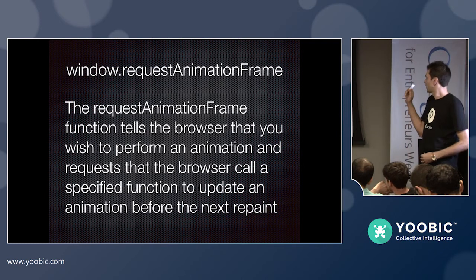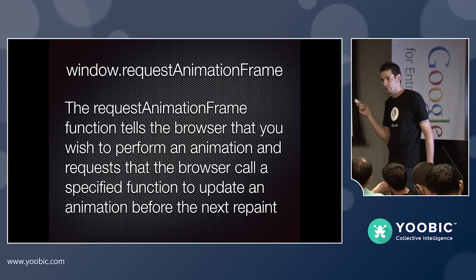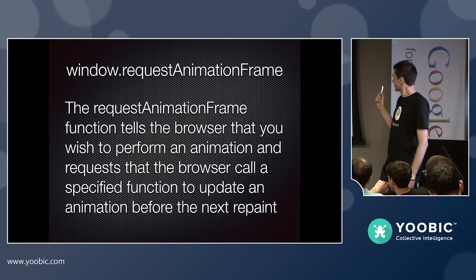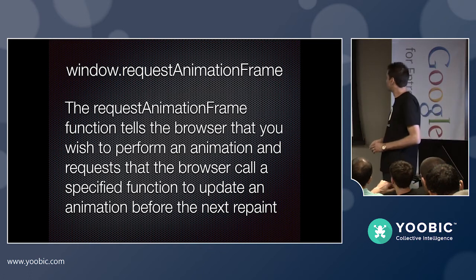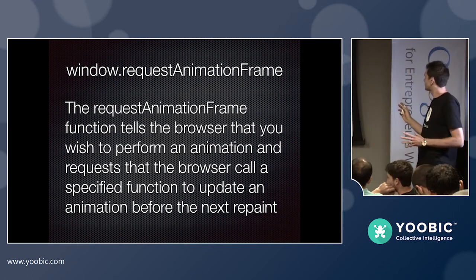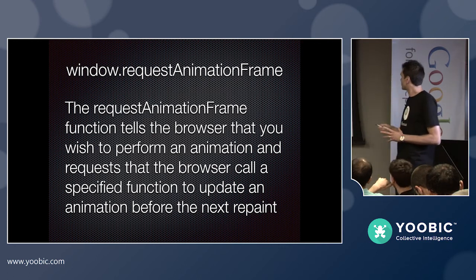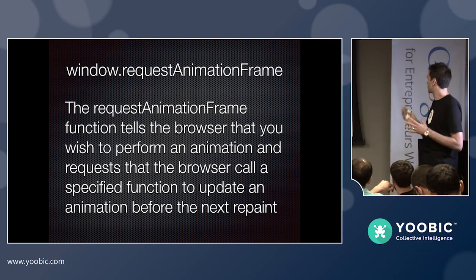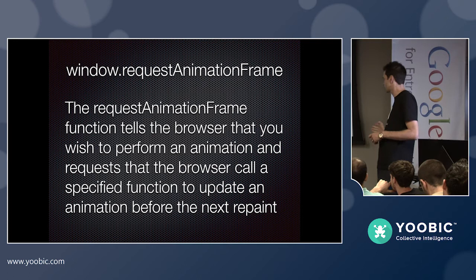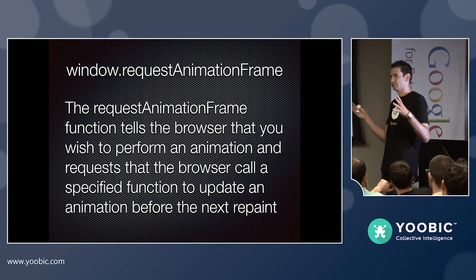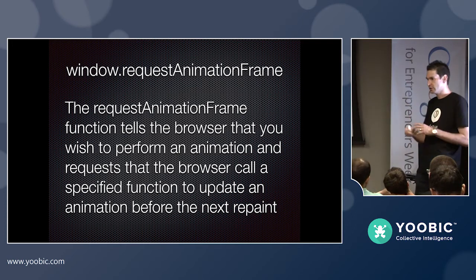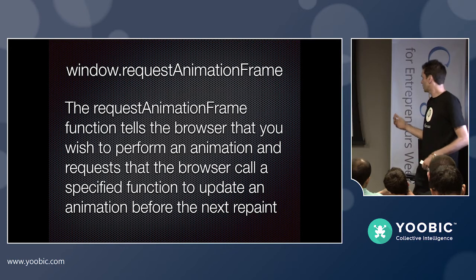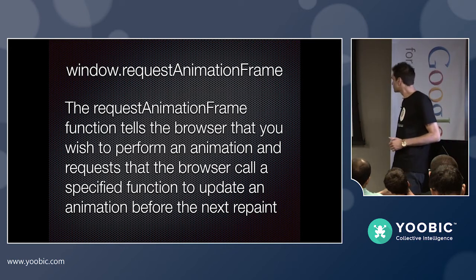That's an example of the worst slide that you can put in your presentation. Don't do it. It's just the best description that I got from the internet. Let's read it together. The request animation frame function tells the browser that you wish to perform an animation and requests that the browser call a specified function to update an animation before the next repaint. So you have some function which basically says, I want to move some element from that point to that point and do some animation. And the browser knows how to deal with it.